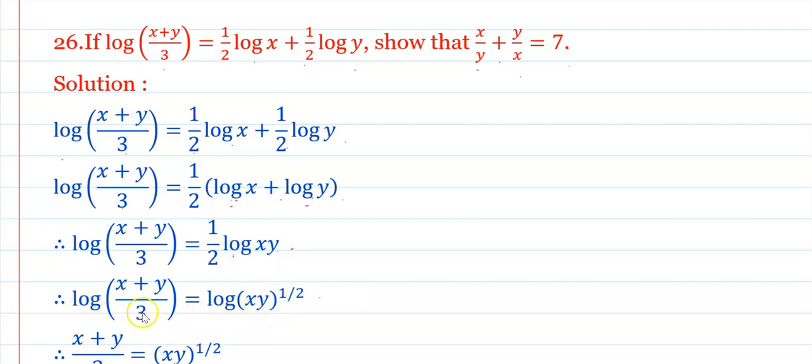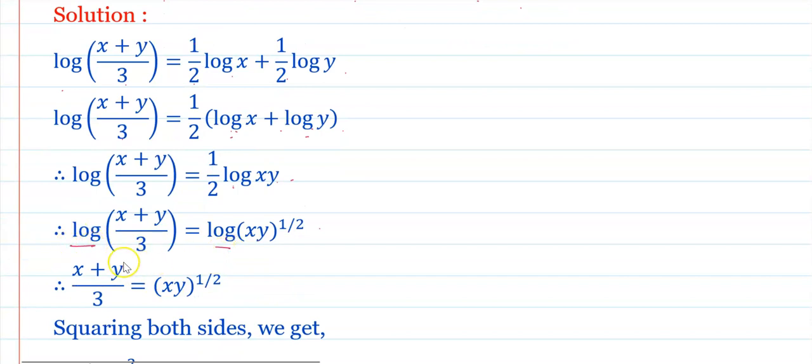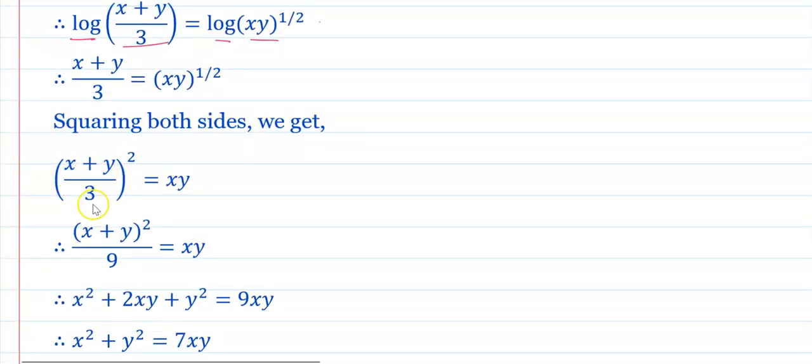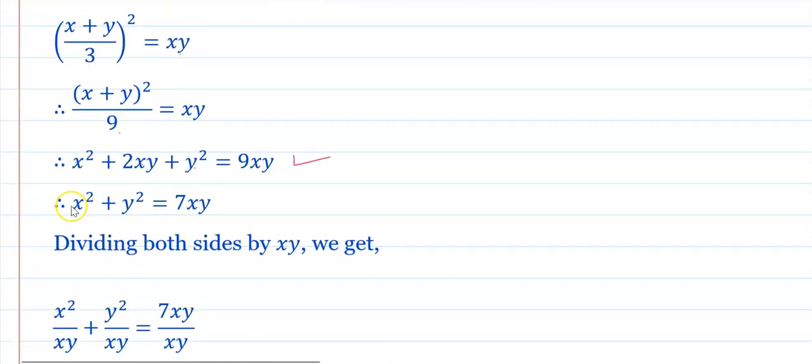Okay. Again here, on both sides, log is common. It means that these two quantities must be equal. That (x plus y) upon 3 is equal to xy raised to 1 upon 2. Squaring on both sides: ((x plus y) upon 3) square is equal to xy. Now we expand: (x plus y) square upon 9 is equal to xy. Cross multiplication, and its expansion: x square plus 2xy plus y square is equal to 9xy. Therefore you will get x square plus y square is equal to 9xy minus 2xy, then you will get 7xy.